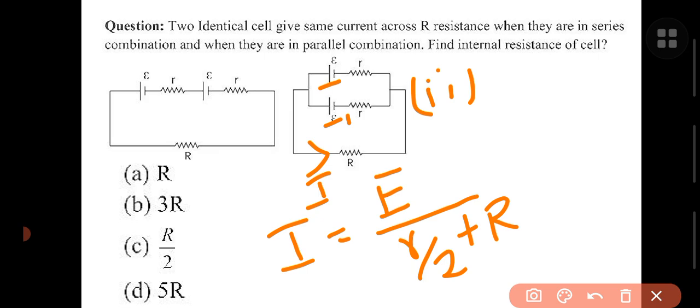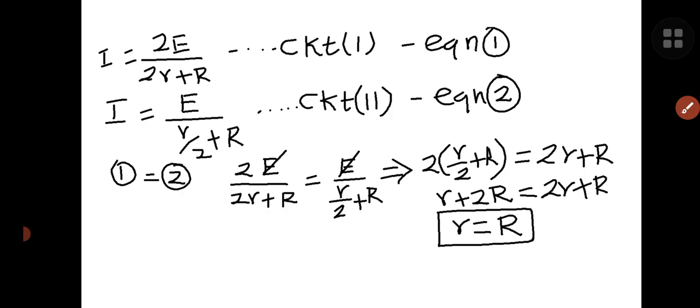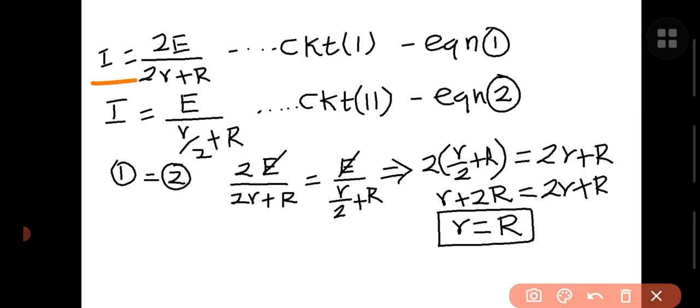Let's see in detail. From circuit number 1, I is found as 2E divided by 2r plus R. This is considered as equation number 1. For circuit number 2, I is equal to E divided by r by 2 plus R. This is considered as equation number 2.